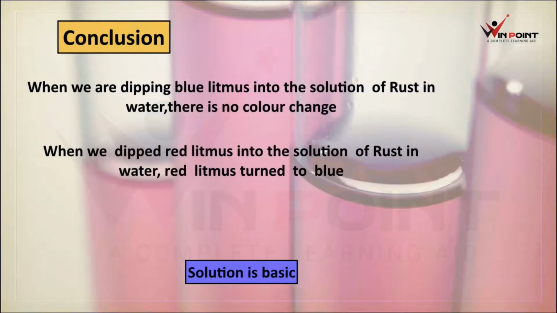We can write the conclusions now. When we dip blue litmus paper into the solution of rust in water, there is no color change. When we dipped red litmus paper into the solution of rust in water, red litmus turned to blue. So we can say that the solution is basic. When iron is reacting with oxygen and water, we are getting iron oxide. This is a metallic oxide.